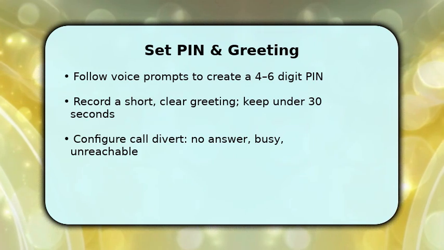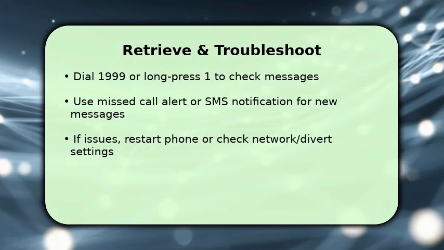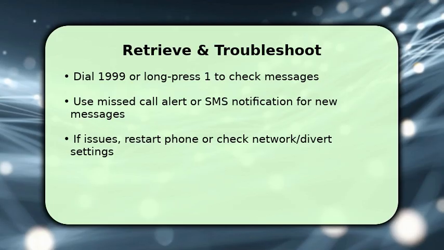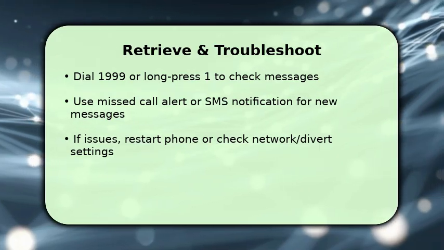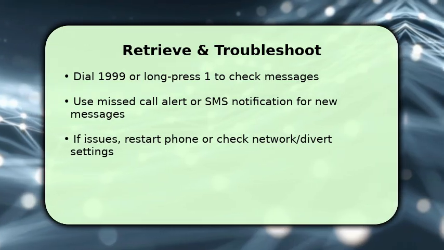To retrieve messages, dial 1999 or long press 1 in the phone app. Enter your PIN when prompted so you can hear new and saved messages. Make sure notifications for voicemail SMS are enabled so you don't miss alerts.